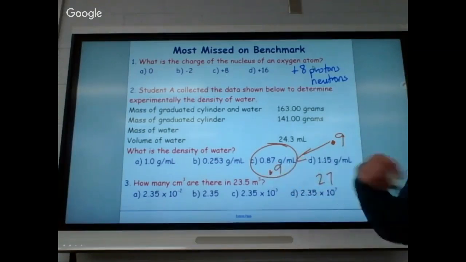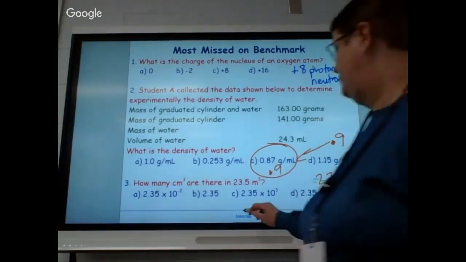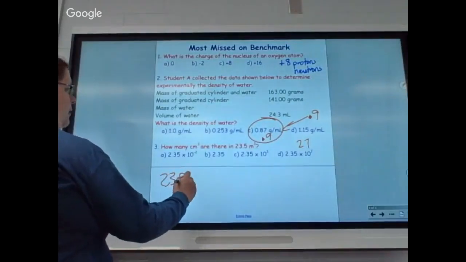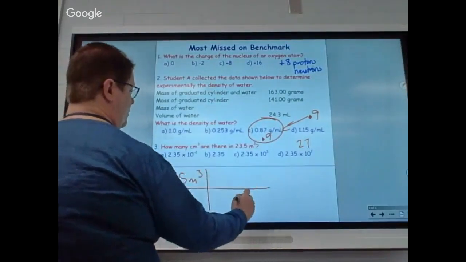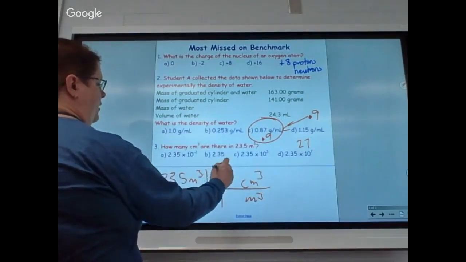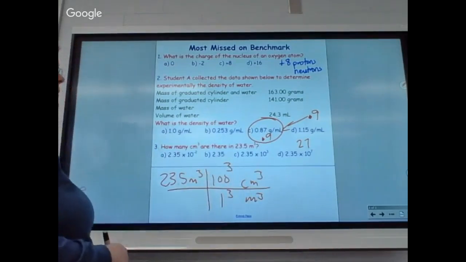What do you remember about cubed units? You have to cube the number. I didn't know which way to go. Meters cubed to centimeters cubed, 100. Cube them both. So the answer is D.